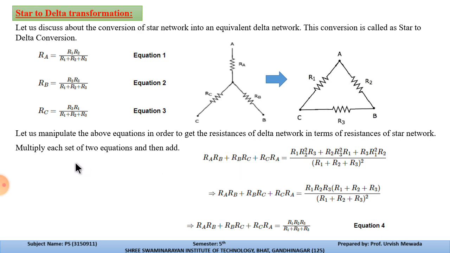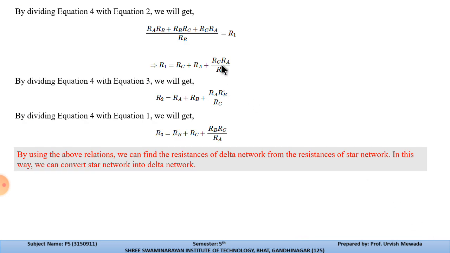Now multiply each set of two equations and then add. So RA into RB, then RB into RC, then RC into RA. If you multiply and add these equations, you will get the final solution, that is RARB plus RBRC plus RCRA is equal to the multiplication of all the resistances of the different branches divided by the addition of all the branches, R1 plus R2 plus R3. So from this equation we can write the equation for R1.